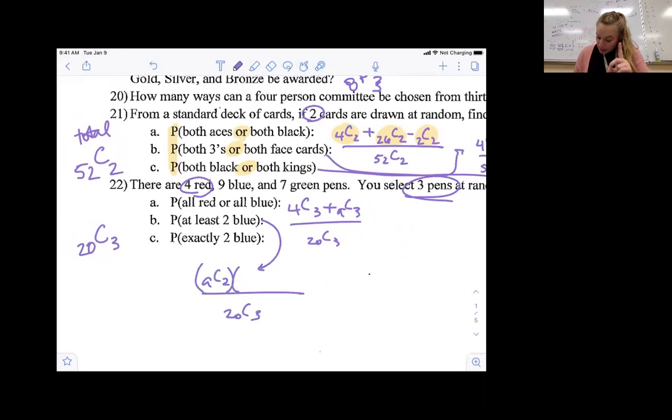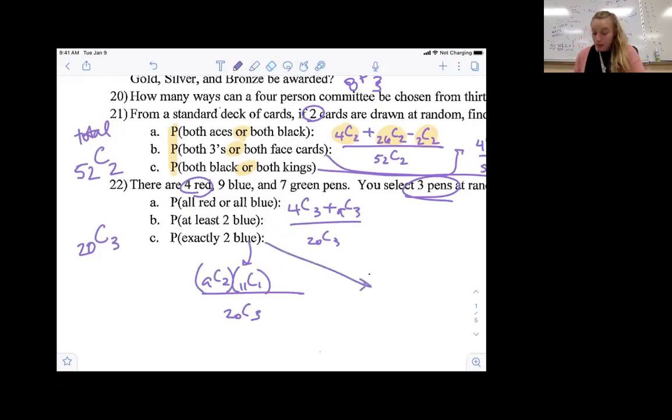The rest of the pens is 11 because it's 4 plus 7. So it's 11 choose 1, because I still need 3 pens. I'm selecting 3 pens, so I want 2 of them to be blue and then 1 of them to be a different color. It's also okay though for me to get, it says at least 2 blues. So there's another option. Actually, if I was done, that would be the answer for letter C. So let's change my arrow, because this is exactly 2 blue pens.